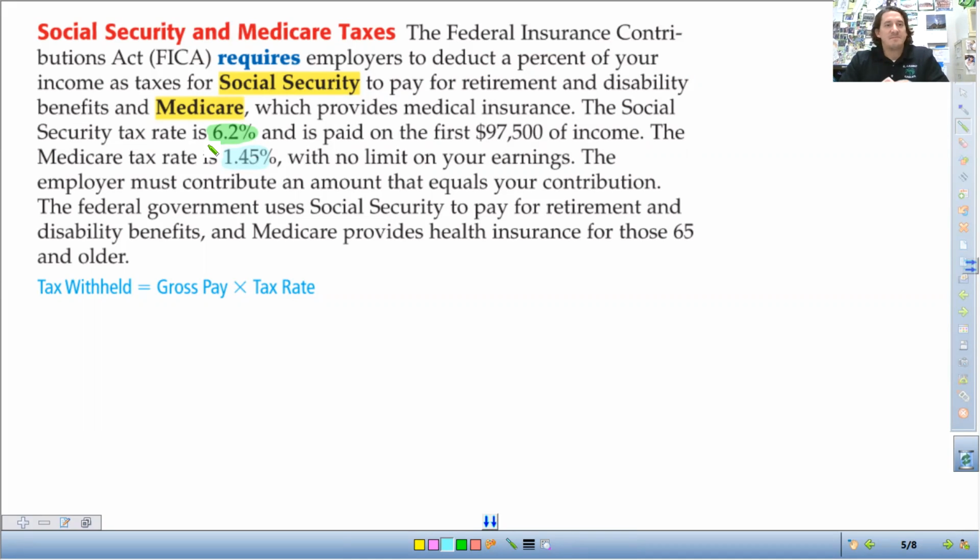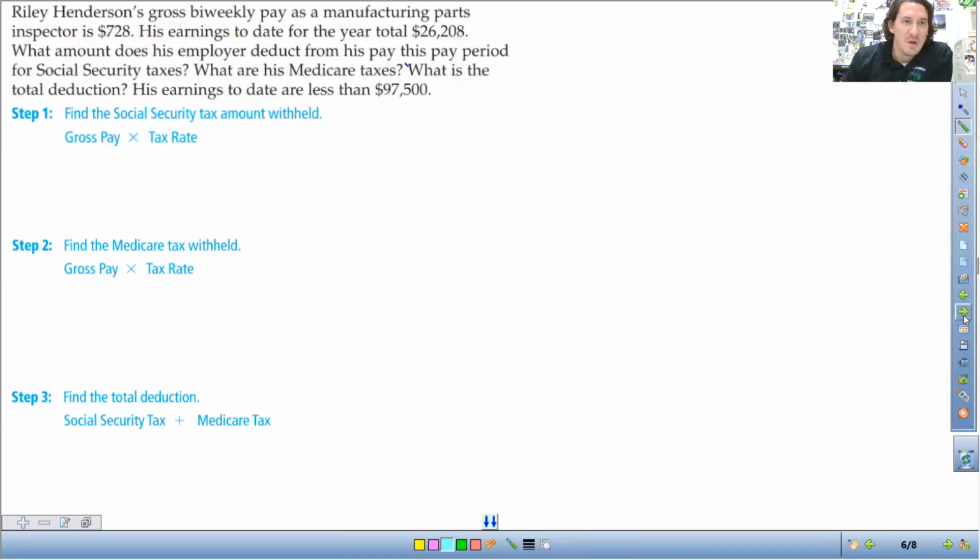And then the employer must contribute an amount that equals your contribution. How you figure this stuff out is real simple. We've been doing percentages for a while now, so you should be comfortable with it. The taxes are just your gross pay times the tax rate. All right, so let's look at an example.